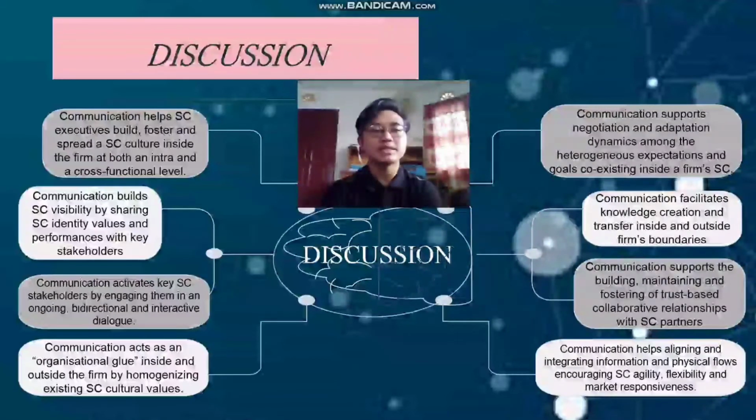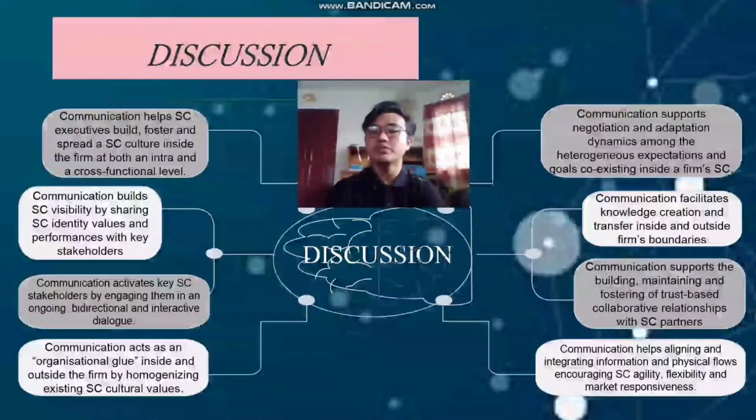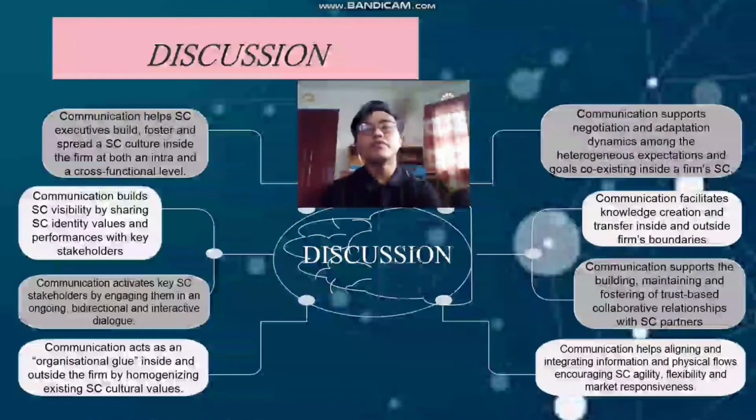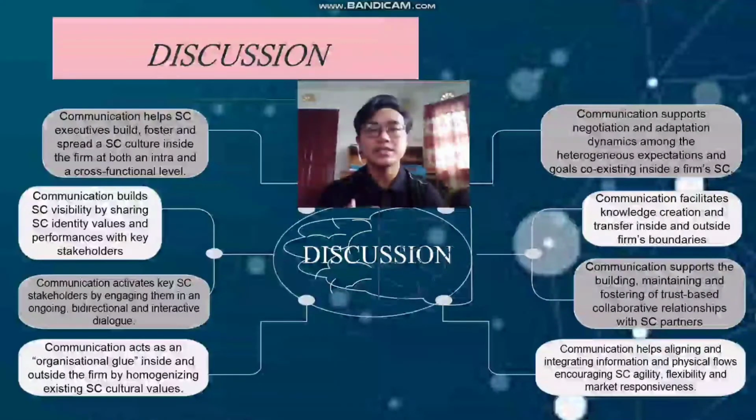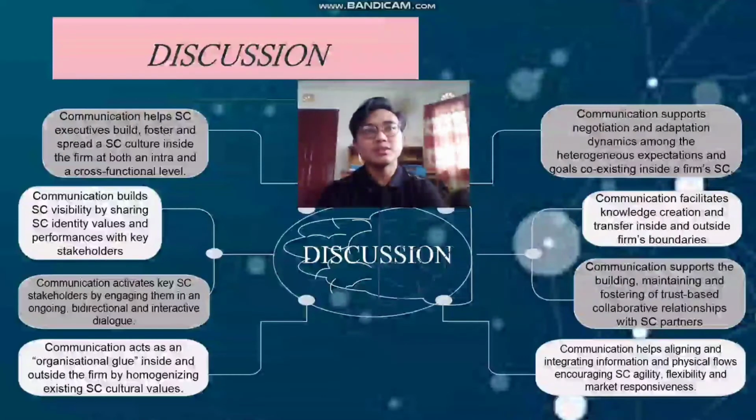The fourth function is relationship development and maintenance with business partners in order to support trust-based long-term exchange of business, social and information nature. The seventh is communication supports the building, maintaining and fostering of trust-based collaborative relationships with SC partners. Here, the fifth function is alignment and integration of information and physical flows, which aims to coordinate and streamline all the operational activities in order to save costs and capitalize on synergies.